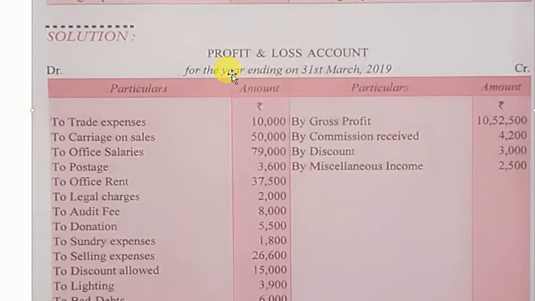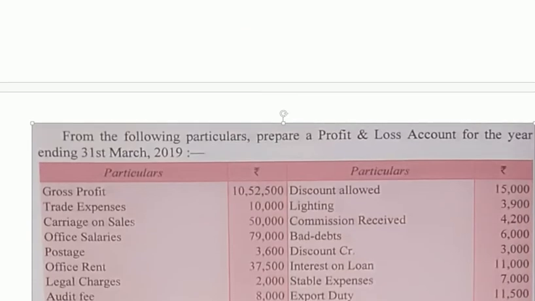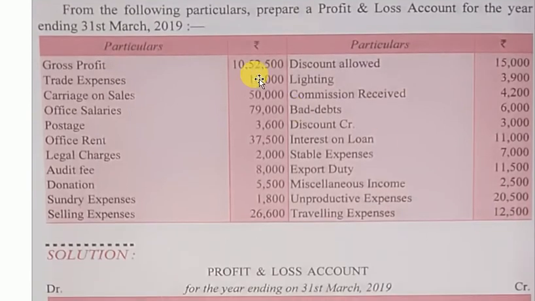So this is the profit and loss account for the year ended 31st March 2019. You see the format, as already discussed in our earlier classes: particulars, amount. This is the debit side and this is the credit side. Here we'll record the amounts related to expenses, and here we'll record the amounts related to income. The first item is trade expenses, 10,000. Before recording the expenses, first of all we'll record the gross profit, which is given as 10,52,500.